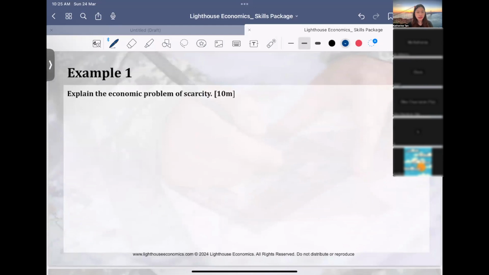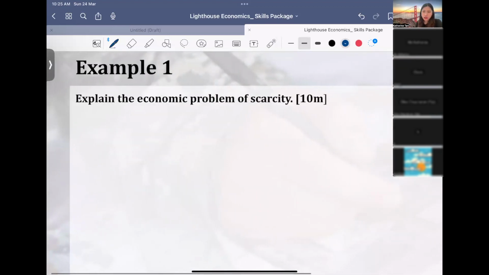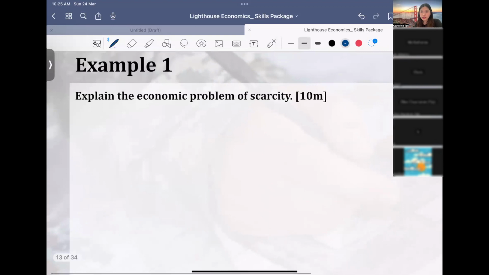Let's go through some examples using the 3 C's. First, let's say: explain the economic problem of scarcity. So what's the command word going to be? You all can answer if you want, you can pop it in the chat. Anyone? Okay, EX, explain.